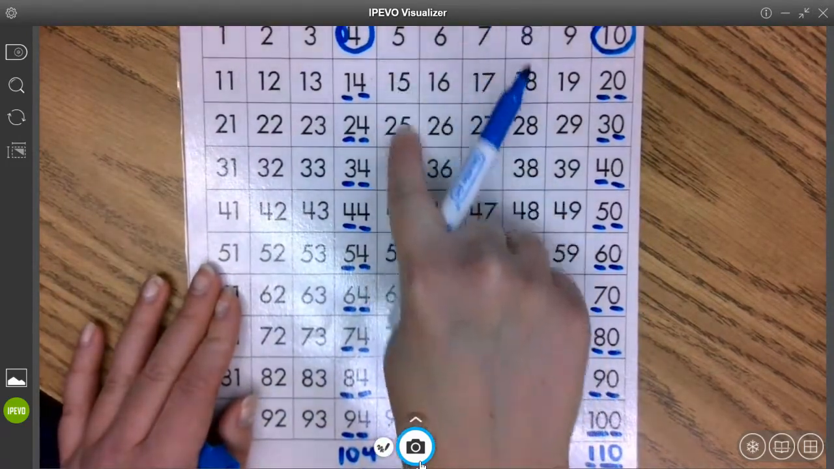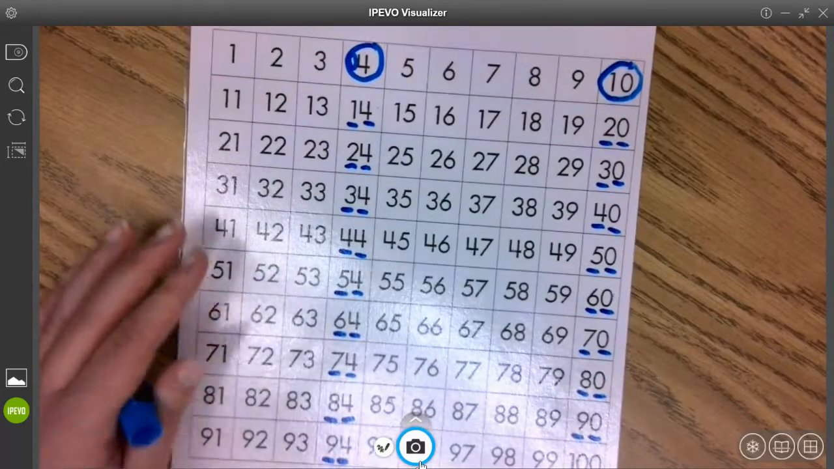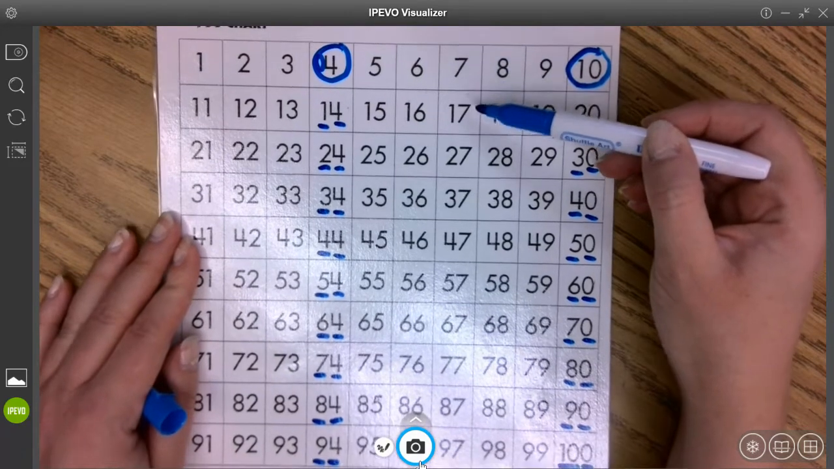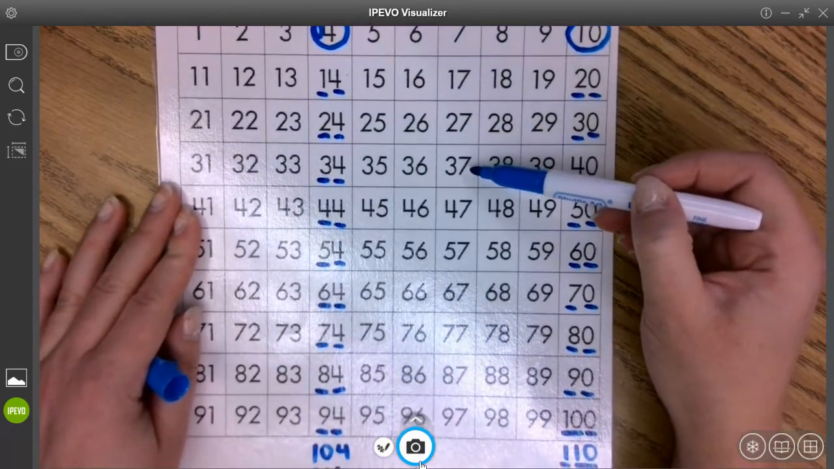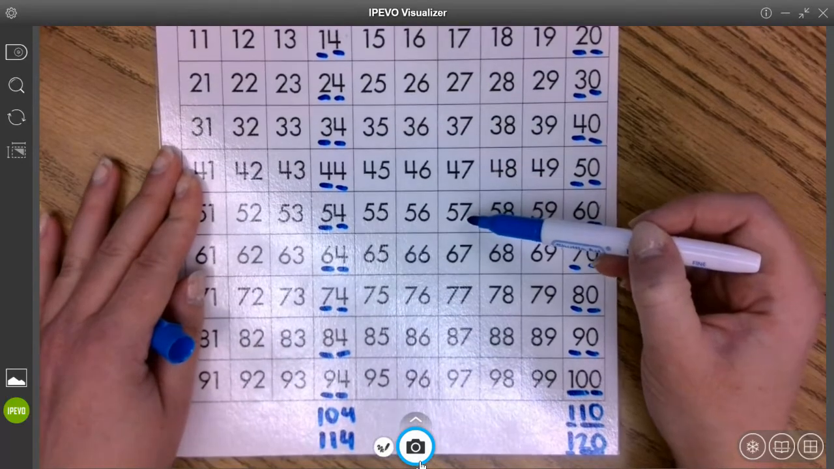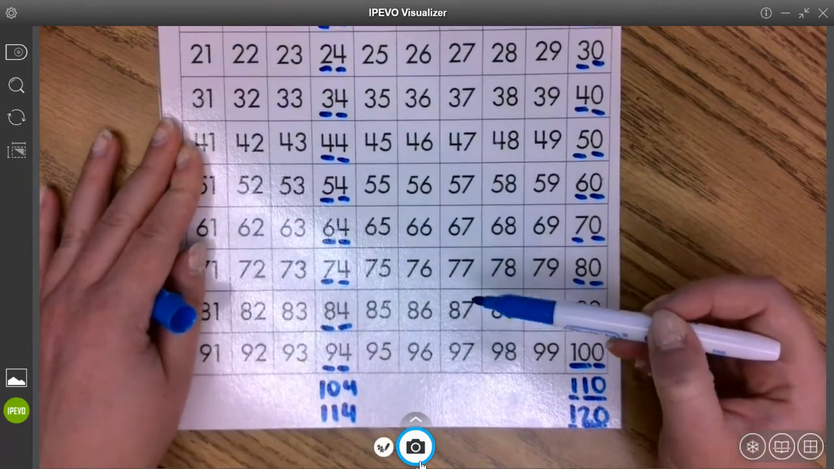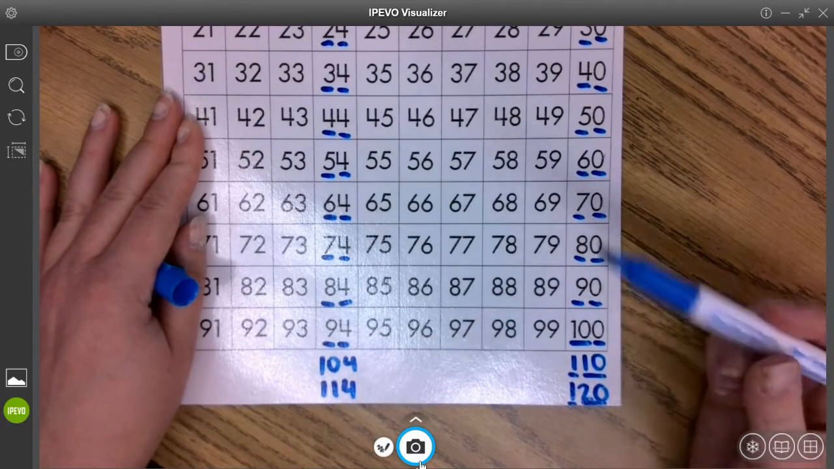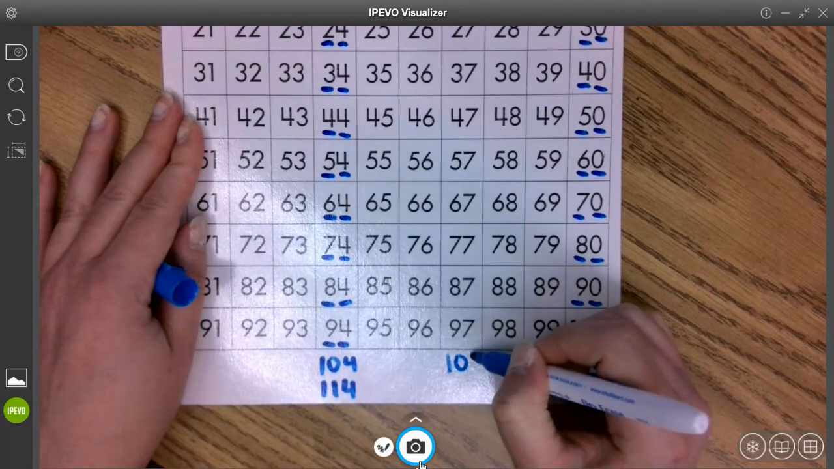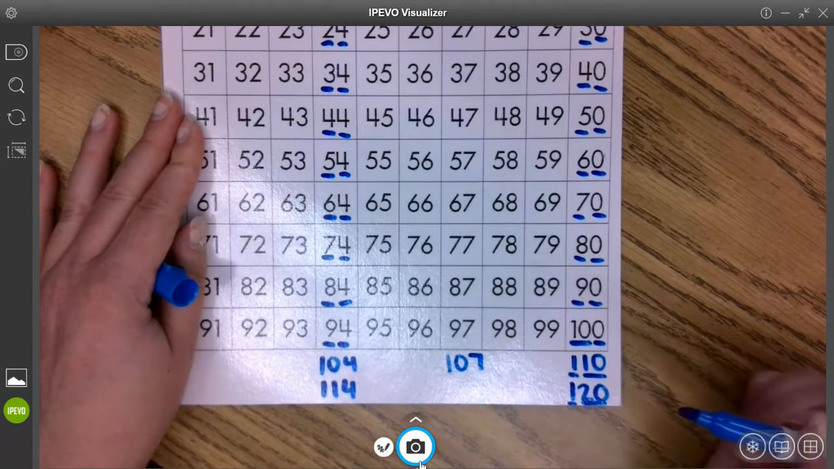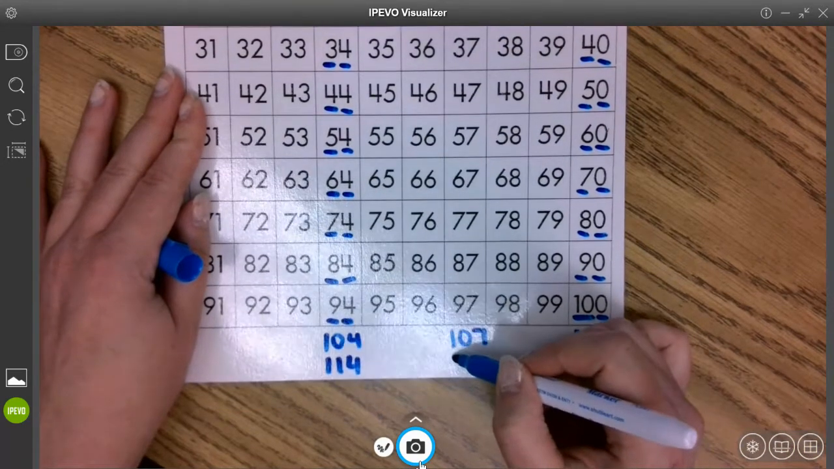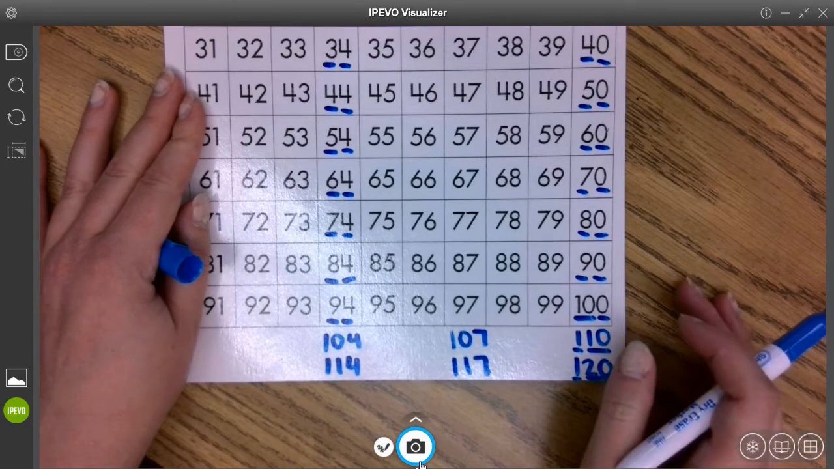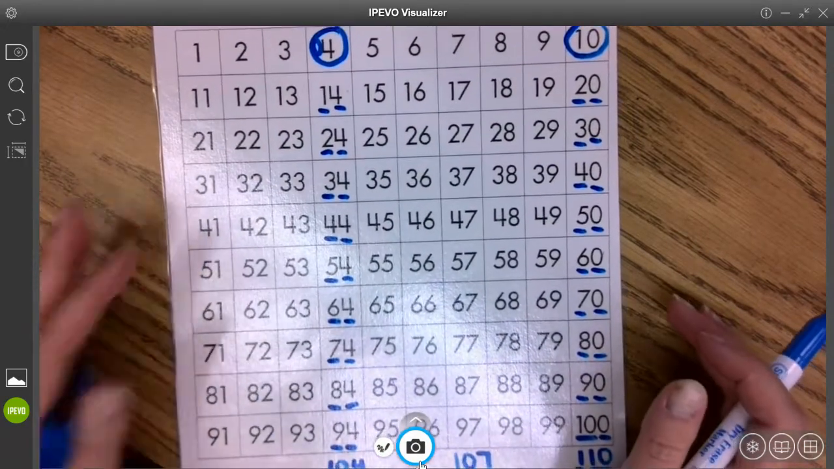Counting by tens, we move straight down. Let's count by tens together starting at 7. Ready? Begin. 7, 17, 27, 37, 47, 57, 67, 77, 87, 97. What would be next? 10 tens and 7 ones, or 107. And next, 11 tens, 7 ones, or 117.